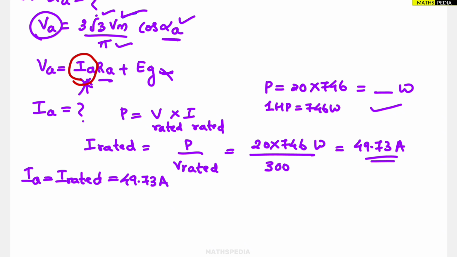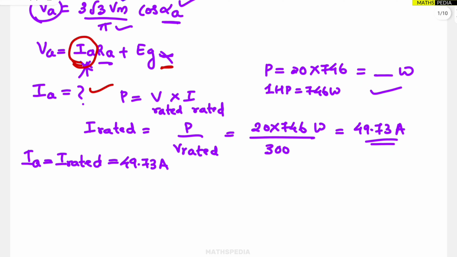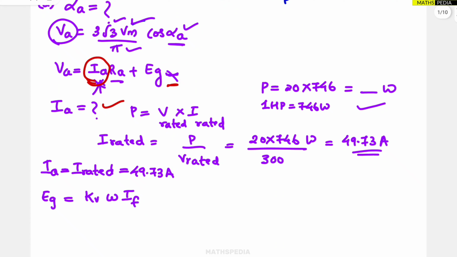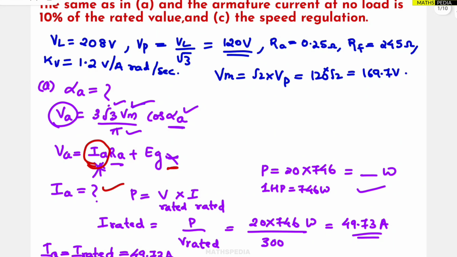So you got IA. Now we have to find out what? EG. In order to find out EG, what is the formula we are having? kV into omega into IF. kV is given in the question, which is the motor voltage constant. Okay, kV is given. That is fine. Now whether omega and IF are given: IF is not given. Remember, IF is not given.